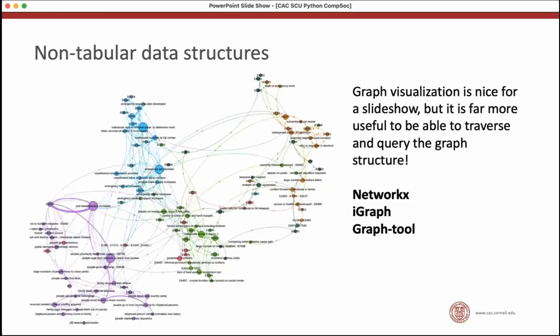This is a graph from Gephi. This is just showing an example of a graph coming out of Gephi. I know you can't read any of these labels. Visualizations are nice for slideshows, but really when you're doing network research, you probably want to be able to traverse and query the graph structure. And as I mentioned before, these are the packages that let you navigate this kind of tool.